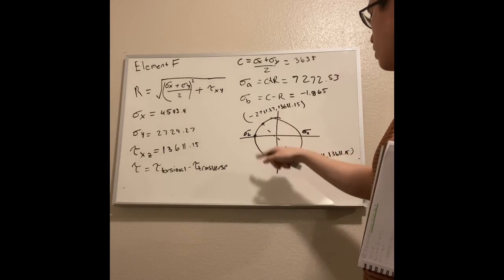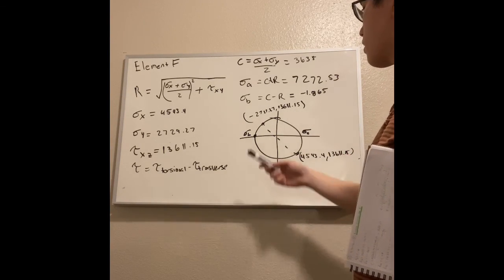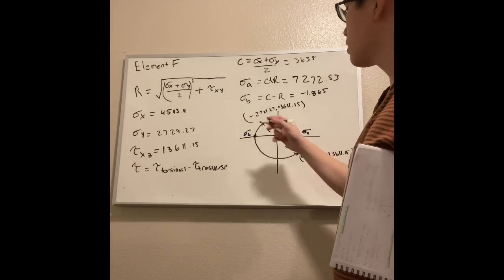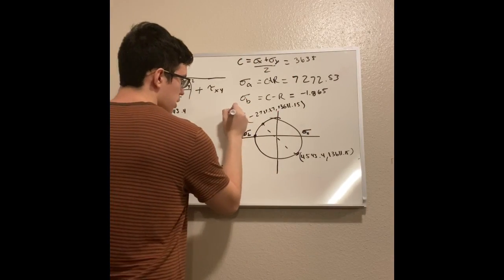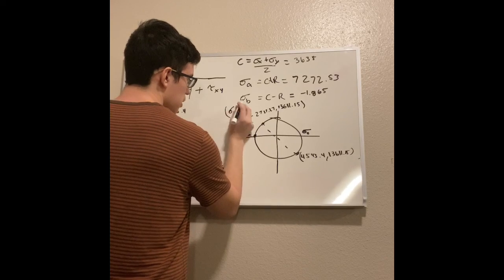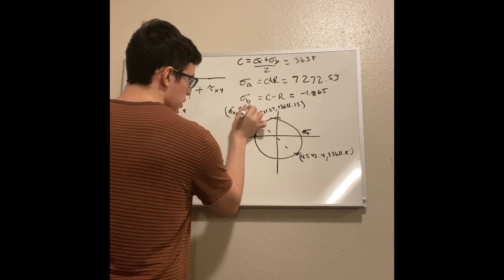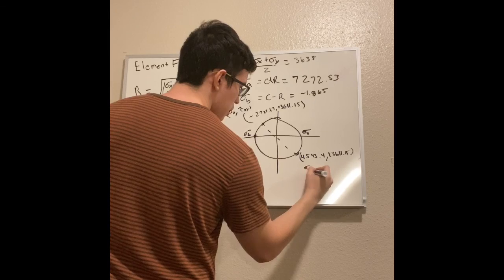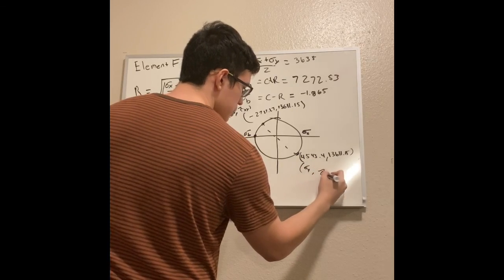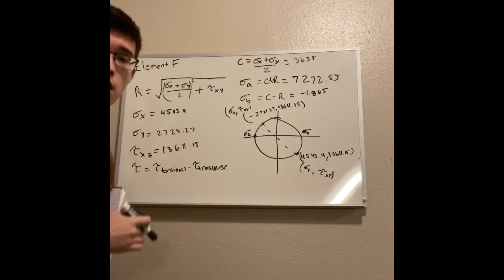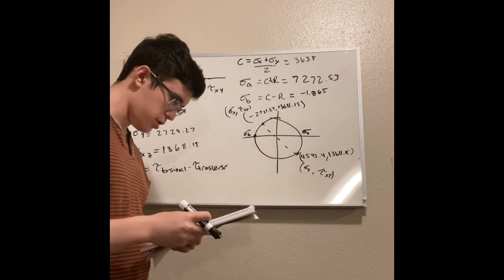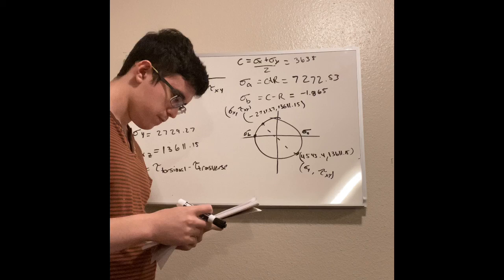And this is the Mohr's circle drawn, with this coordinate right here taking the form of sigma x, comma tau xy, and then this one's sigma y, tau xy. And now that's that for that portion, for that question.